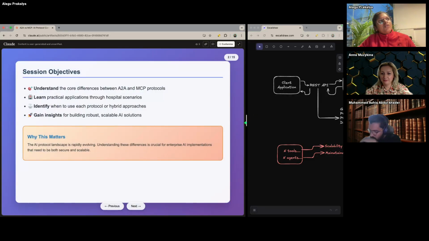Before we start, we will be covering the major aspects of what A2A is, what MCP is, when to use what, why there are two different protocols, and how this is actually helping in the world of LLMs and generative AI. So before starting that, let's discuss why we need a protocol in the first place.